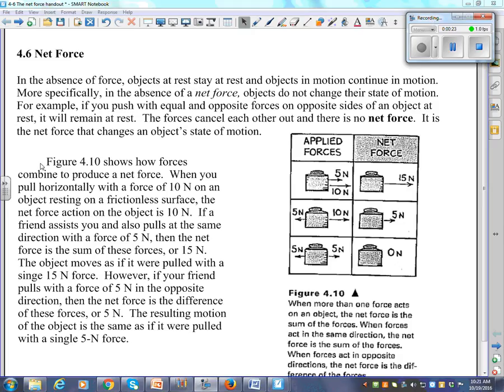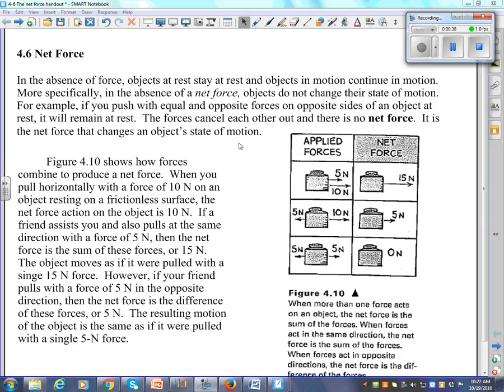For example, if you push with equal and opposite forces on opposite sides of an object at rest, it will remain at rest. The forces cancel each other out, and there is no net force. It is the net force that changes an object's state of motion. So you guys know that already, right? When you have a net force, things move, right?